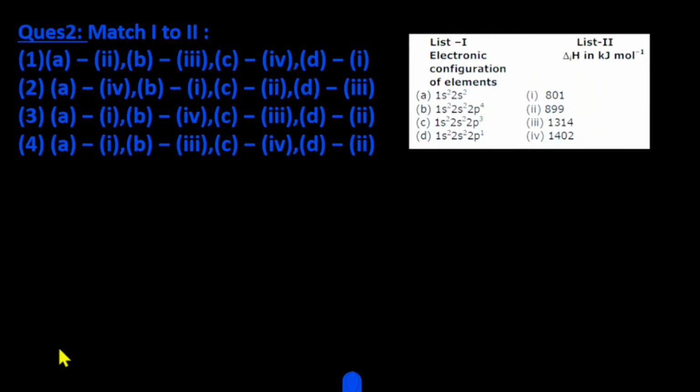Next question, pause the video, answer it, mention question 2, answer, option number, and then play the video. Now I will show the answer. Answer is first. If your answer was correct, you can mention my answer was correct.